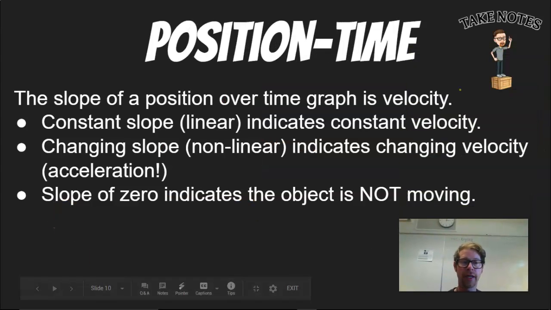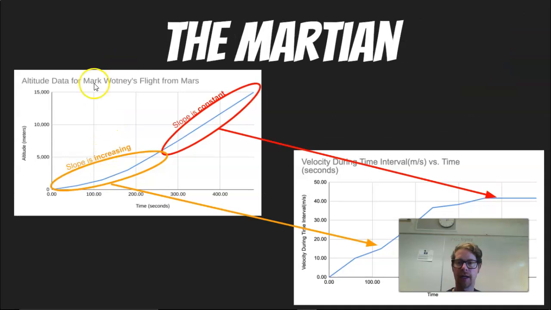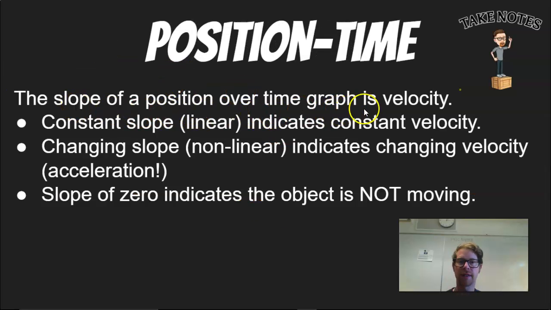So here are your takeaways for what we just saw. The slope of a position over time graph, just like we used with the altitude data, is velocity. So constant slope, or linear, indicates constant velocity, and constant velocity is shown as flat on a velocity graph. Changing slope, when it's nonlinear, indicates that the velocity is changing. We call this acceleration. And a slope of 0 on a position over time graph, the position graph being flat, means it's just not moving, right? It's at a standstill.